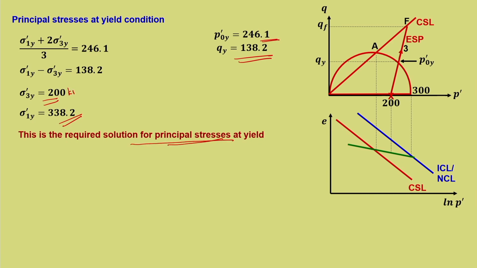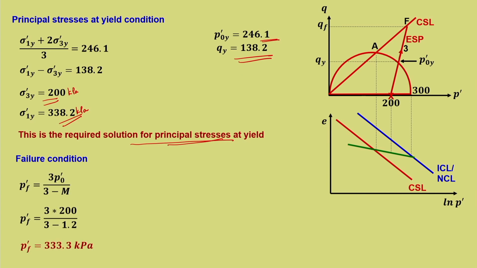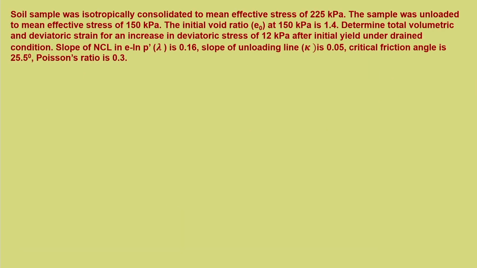Please add kilopascal in the final answer. Now, for the failure condition, we are asked to find Qf and P dash f, which we already know. So it is the same solution: P dash f equal to 333.3 and Q is 400 kilopascal. So both we have found out. Now we have more or less completed the predictions of stresses.